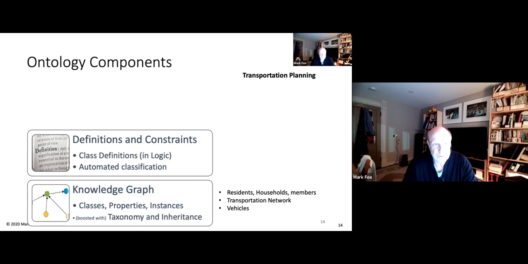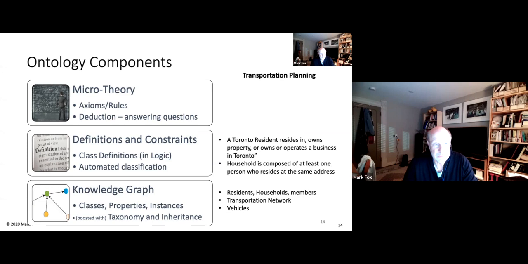The next level is microtheory. A microtheory is an extension of an ontology where it includes additional axioms or rules that can perform deduction. So these rules can be used to answer questions, which is in essence an ability to do problem solving.